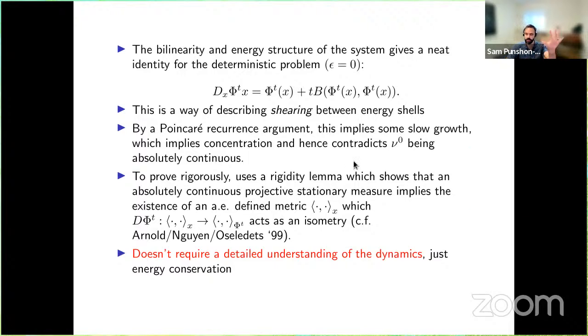But note that this doesn't require anything. You don't have to understand much about the dynamics, just the energy conservation actually, or the bilinear structure.